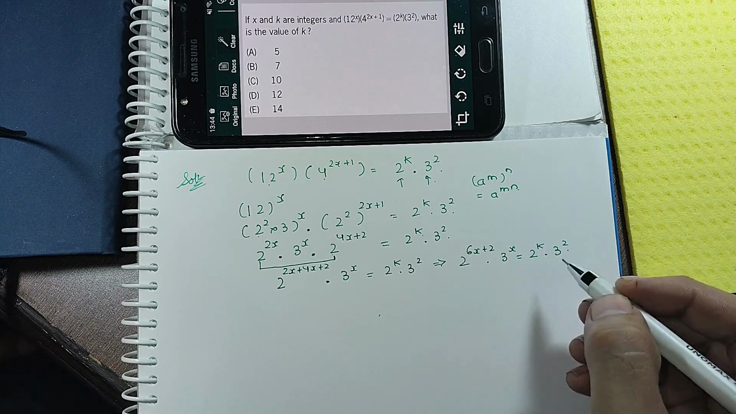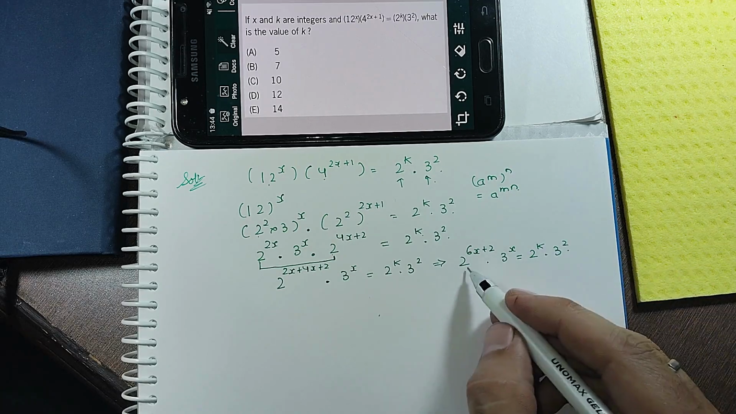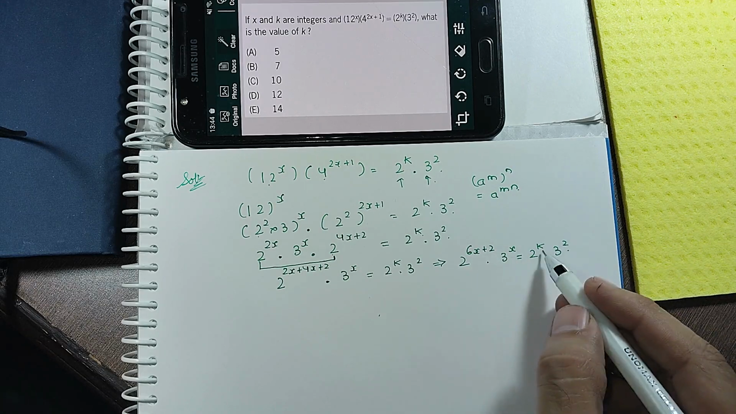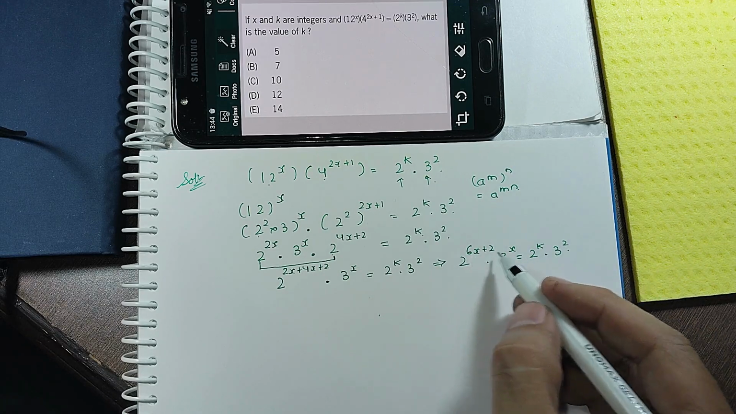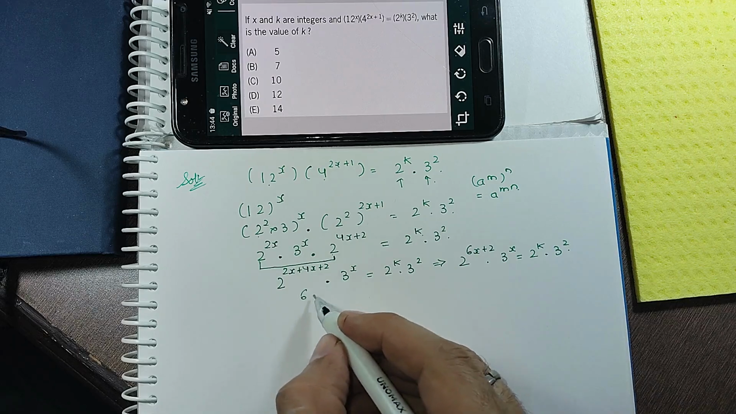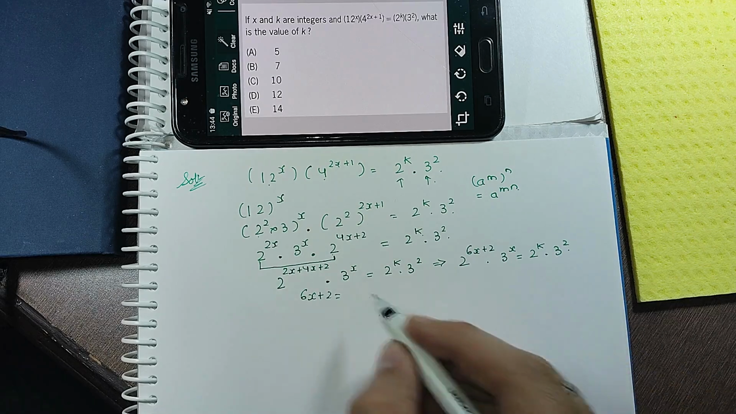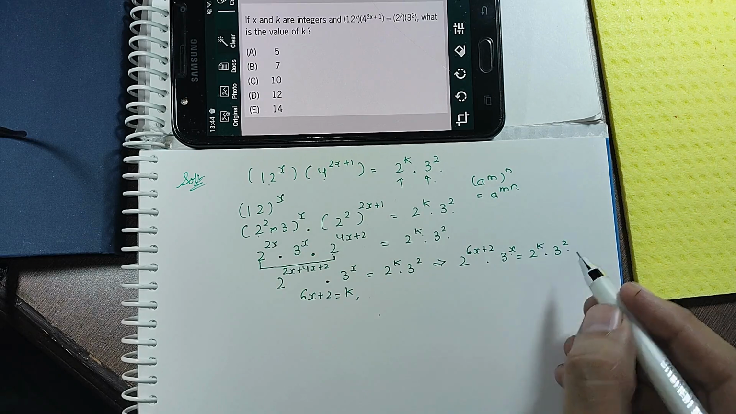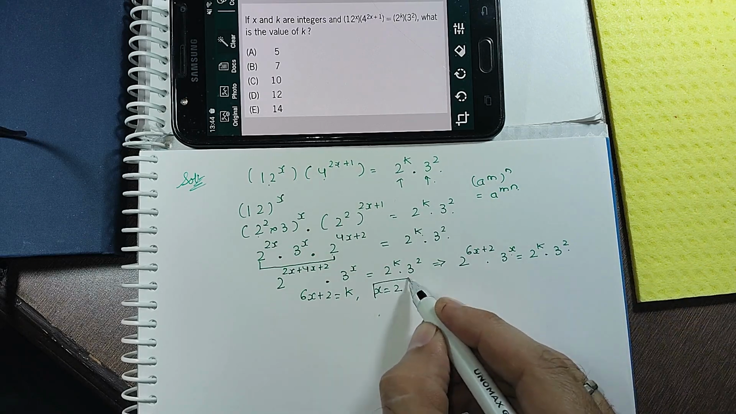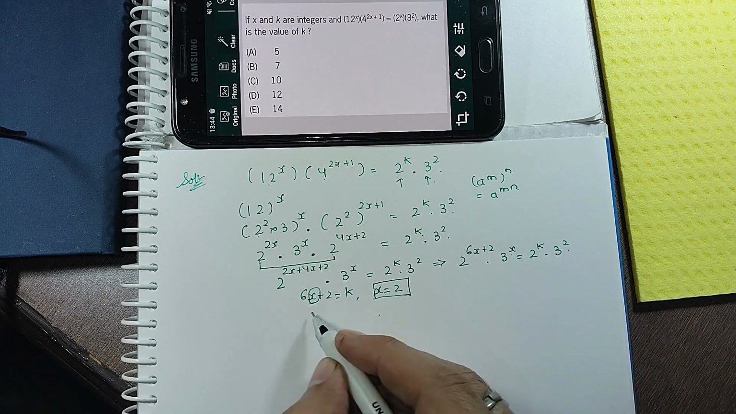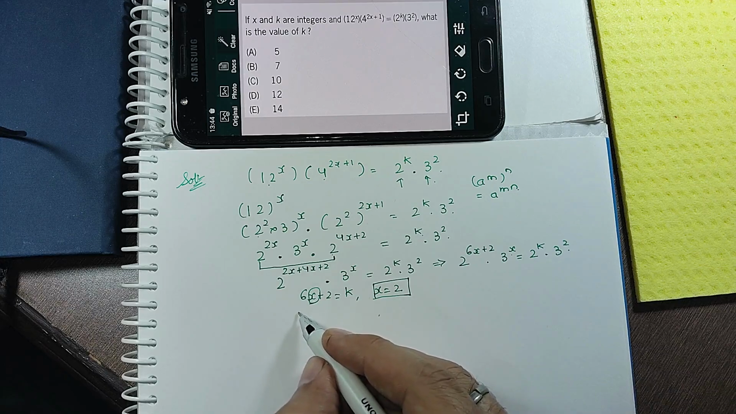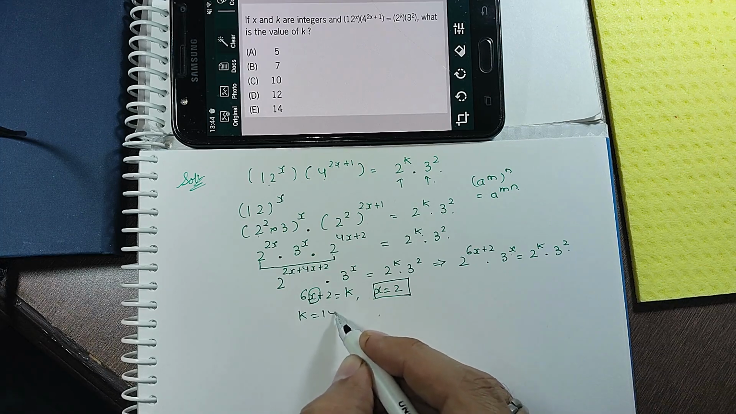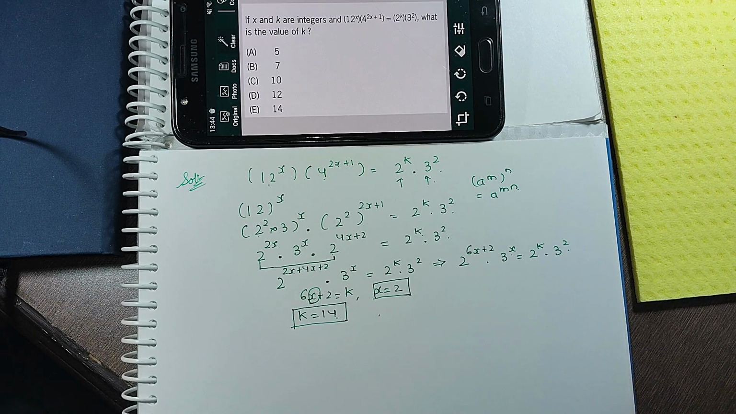Now when bases are the same on the left hand side and right hand side, their powers can be equated. So we can equate the power of 2, that is 6x plus 2 will be equal to k, and x will be equal to 2. So the value of x is 2. Putting this value over here, we will get the value of k. So 6 times 2 is 12, 12 plus 2 is 14. So k will be equal to 14. So this is a basic question regarding exponents and indices. I have made a separate video on this.